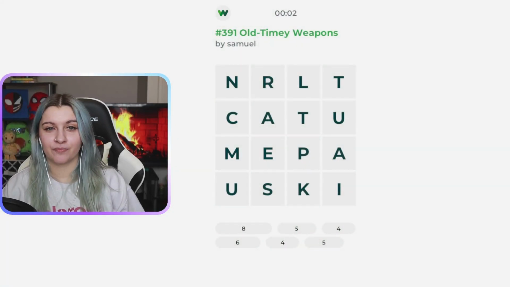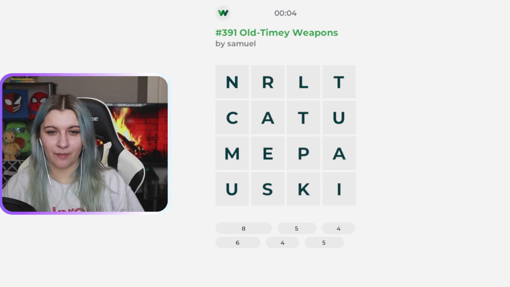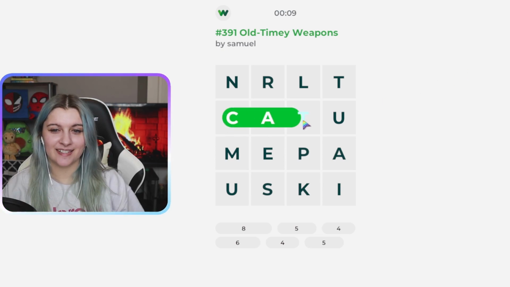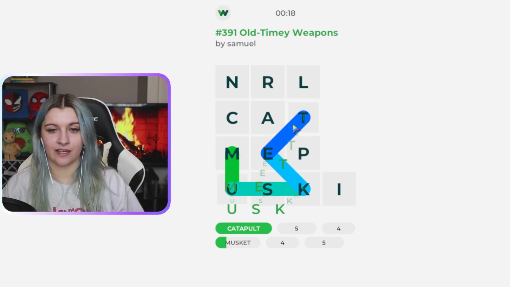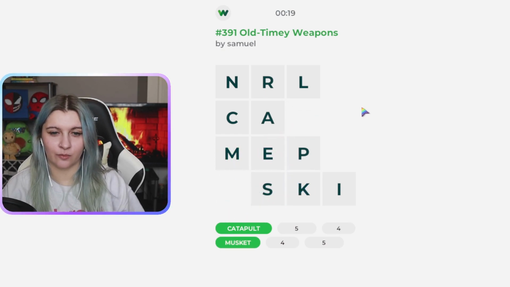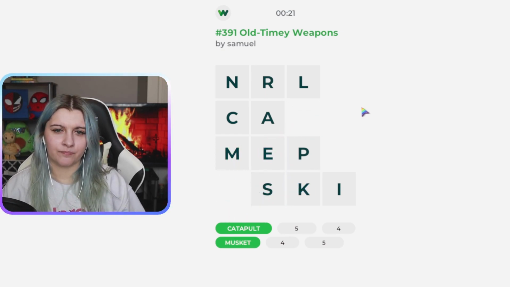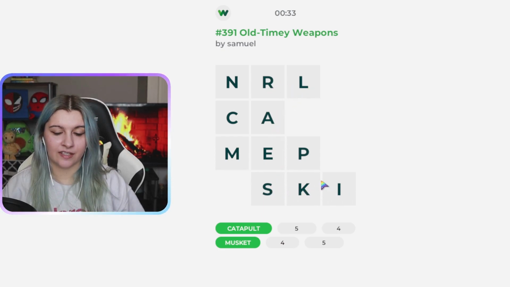Word salad. Number 391, old-timey weapons. Old-timey weapons, like a catapult. A-P-U-L-T, right? A musket. I don't really know old-timey weapons, so I might just look for words. A. SK, a skip.